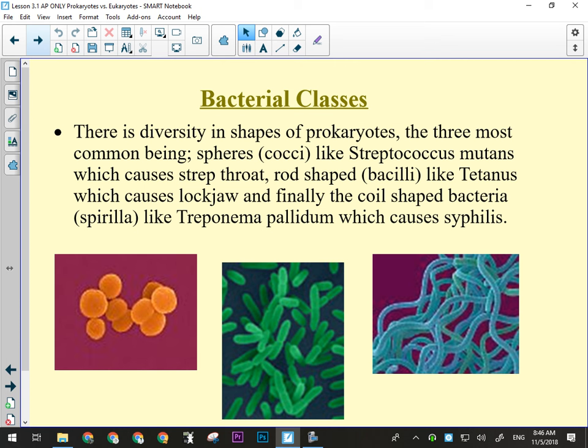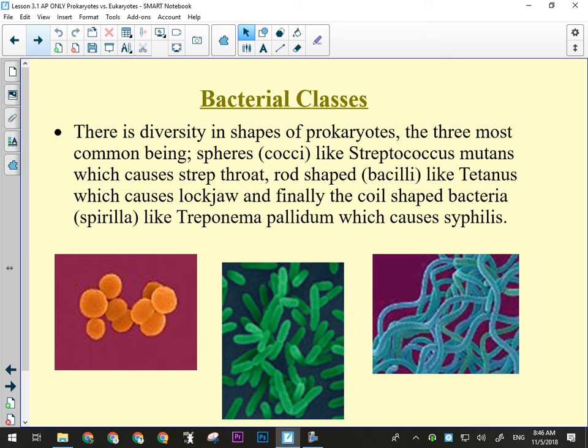Many people have had strep throat. So that's Streptococcus mutans. There are other versions of that that can cause more serious infections, like the flesh-eating bacteria, which is a mutated form of Streptococcus mutans. That can lead to all sorts of problems.